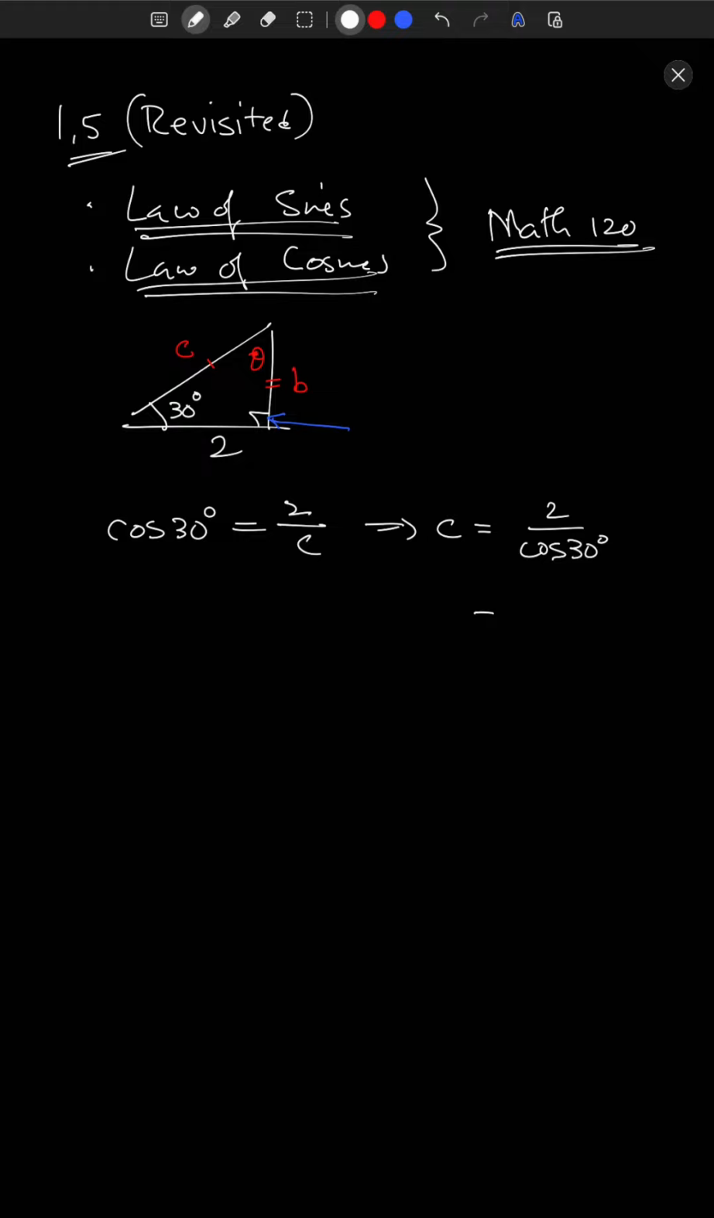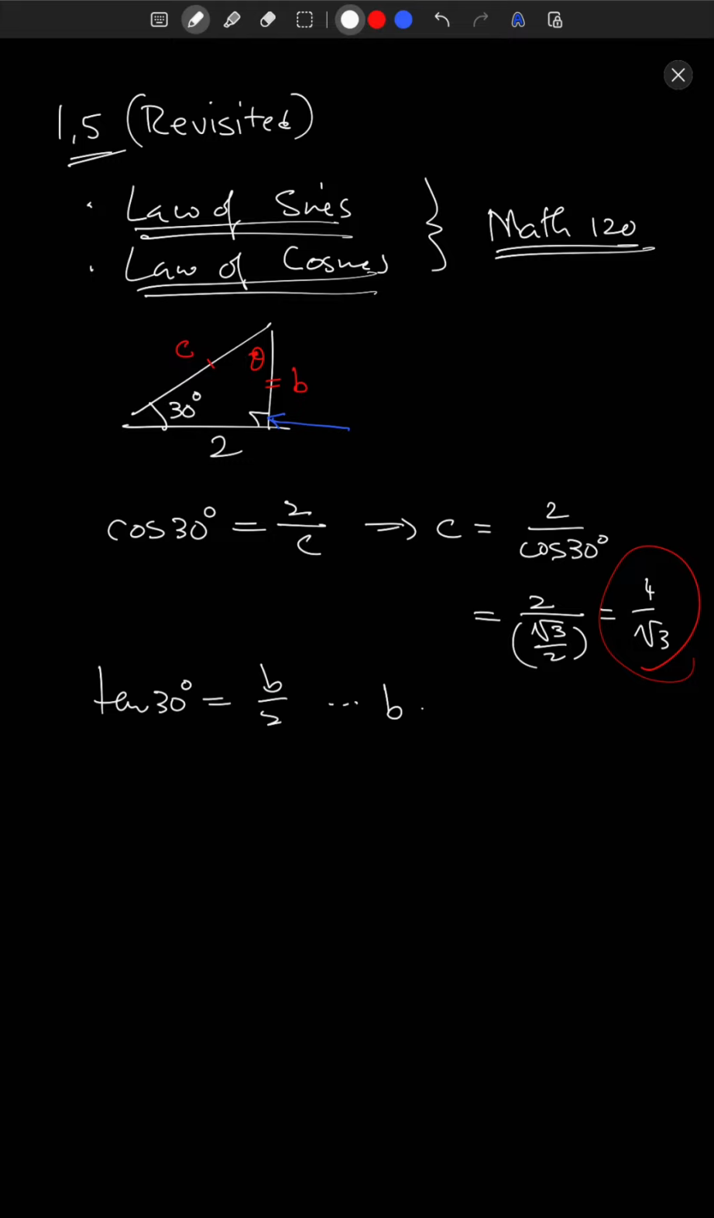So 2 over cosine 30 degrees. We know that cosine 30 degrees is root 3 over 2, and so ultimately this is going to be 4 over root 3. You can rationalize that and make it look a little nicer, but the point here is that we actually know what C is at this point. In the same way, we can figure out B, because tangent 30 degrees is equal to B over 2, and that will give us B. B equals whatever, no problem. Again, this is revisited. We did this same stuff in 1.5, so I'm going to go over this relatively quickly and without too much detail.